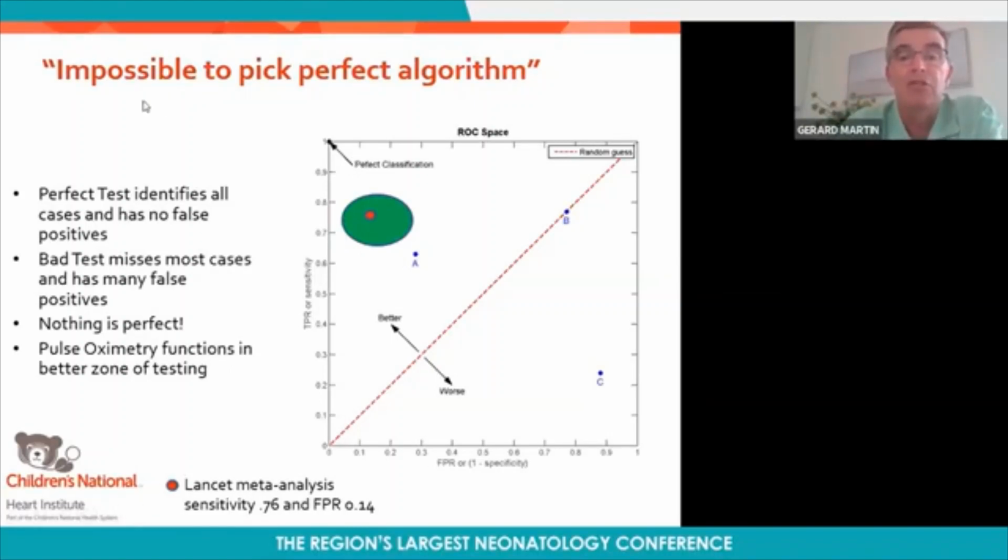But as shown here in this green with the red dot is where the Cochrane analysis puts the sensitivity and specificity, and in the green circle are the ranges of sensitivity and specificity from the major studies. In other words, it is not a perfect test. There are some false negatives, but the number of false positives are exceedingly low.